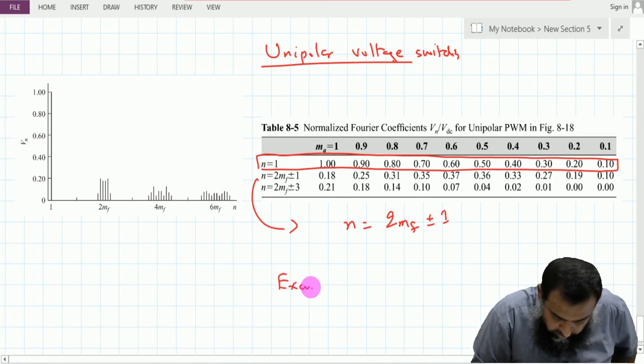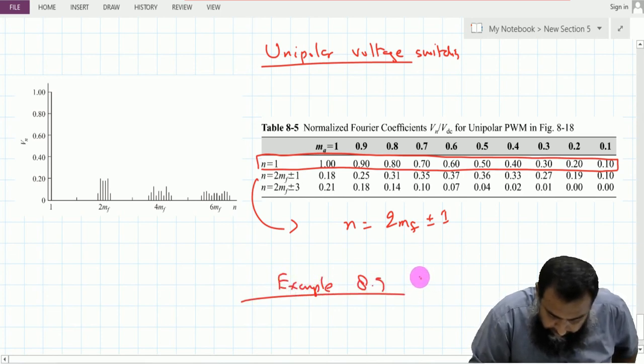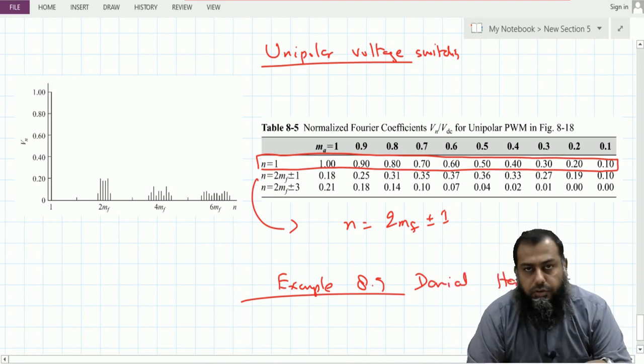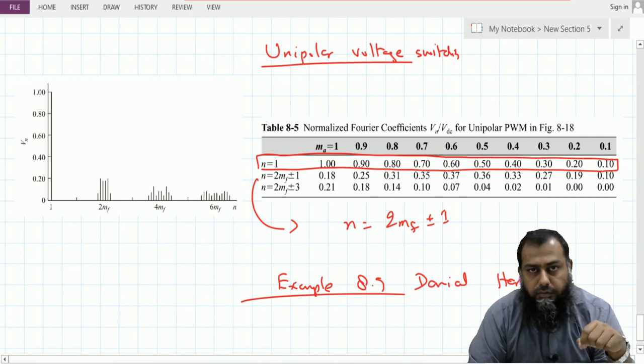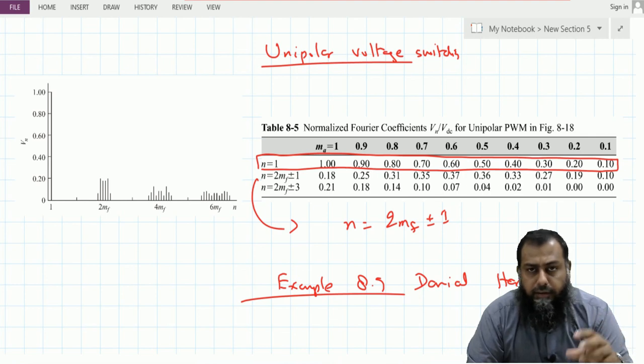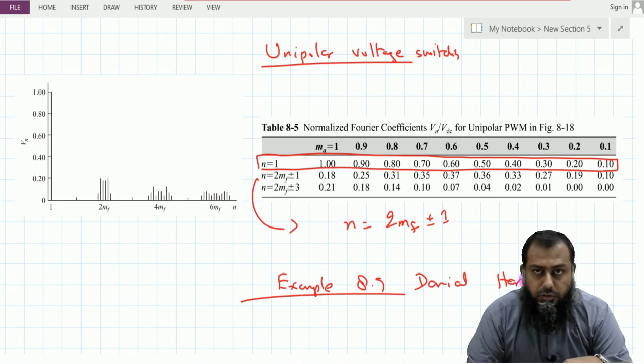So I urge you to solve example 8.9 of the textbook written by Daniel Hart, a good book which showcases how the design process of an inverter is accomplished. The simulations of these particular switching schemes, along with the PWM spectrum, I have already produced, and I will share the link in the description below.